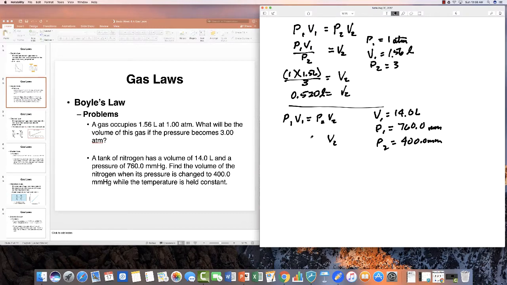It's very much the same as the first problem, dividing both sides by P2. So if we put our numbers in, 760 times 14.0 divided by 400.